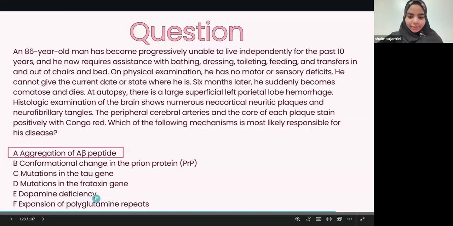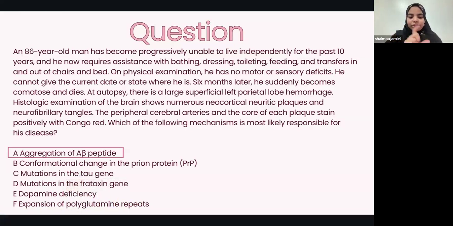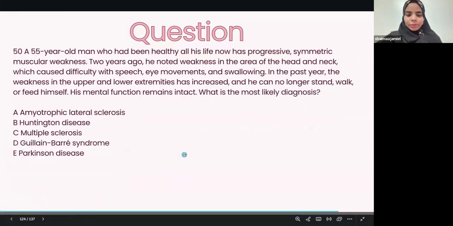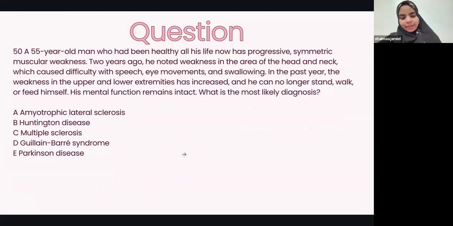The dopamine deficiency, Parkinson's. Expansion of polyglutamine repeats, Huntington. Perfect. So CAG stands for glutamine. So this is just telling you that there is expansion of the CAG gene, which is glutamine. Okay. So GAA is frataxin, CAG is Huntington. Yep.